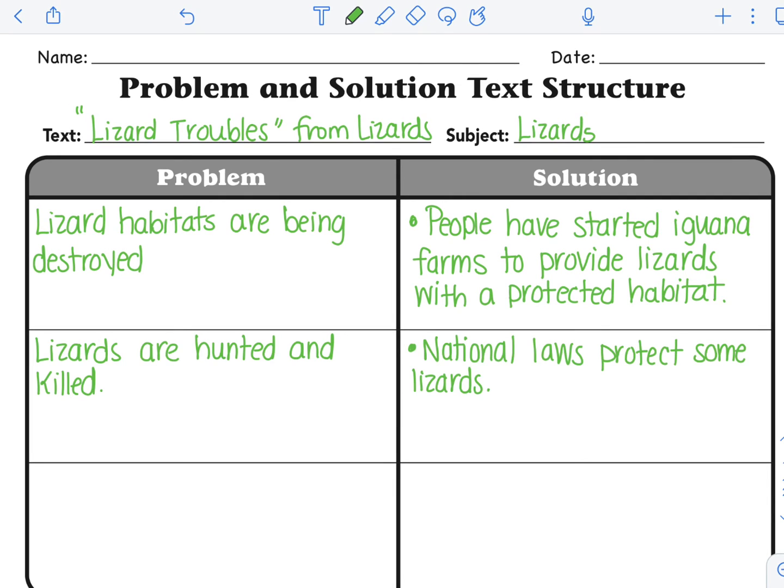For the problem we recorded earlier, lizards are hunted and killed. These national laws protect some lizards. Remember, we read about CITES, the Convention on International Trade of Endangered Species. These are the laws that protect these lizards. These are excellent solutions. Let's keep reading. There's just a little left. I'll pause here in case you need more time.